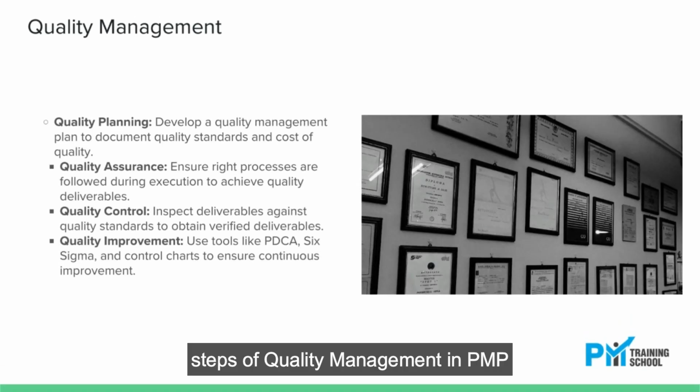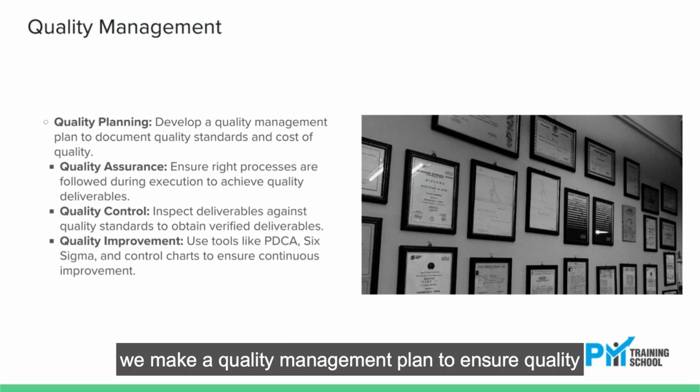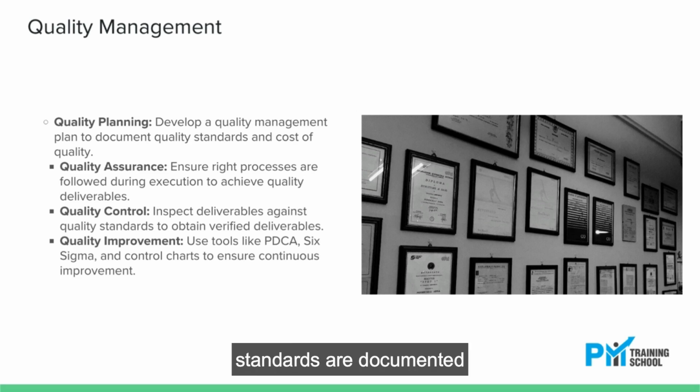Steps of quality management in PMP. In planned quality, we make a quality management plan to ensure quality standards are documented and the cost of quality is mentioned, money set aside to handle any risk, consisting of the cost of conformance and cost of non-conformance.